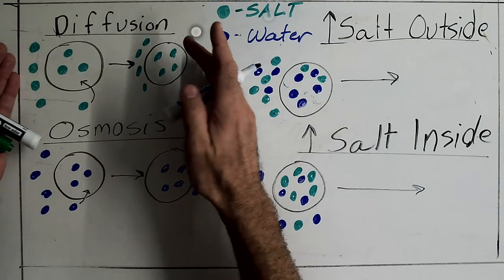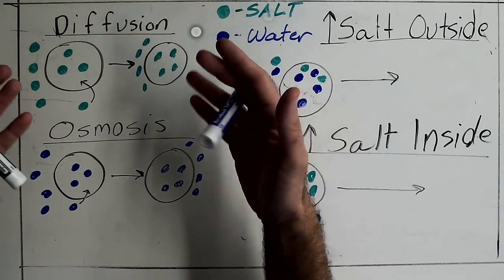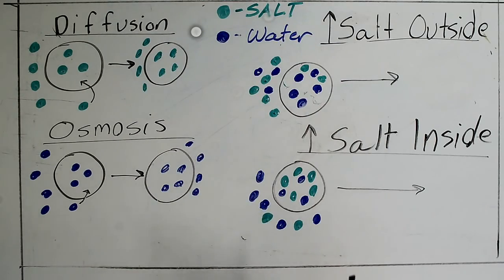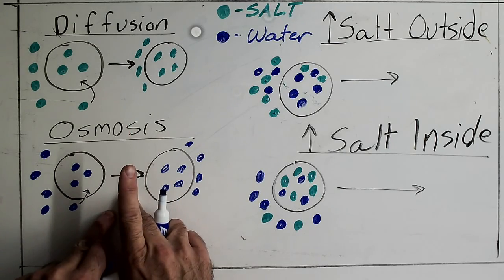Diffusion is any substance. It could be air freshener, it could be food coloring in a glass of water. It can be anything. Tea, coffee. Osmosis is strictly water.